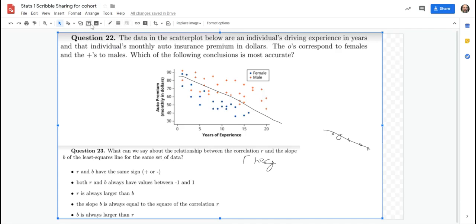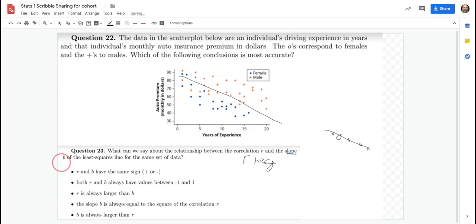Now we've got to think about the other half: the slope. Slope is a different word. The slope B of the least squares line is a slope of a line. Slope of a line is rise over run. That has units: rise is in terms of dollars and run is in terms of years. So the slope is equal to the change in dollars over the change in years, I'll just put T for time. It's measured in dollars per year.